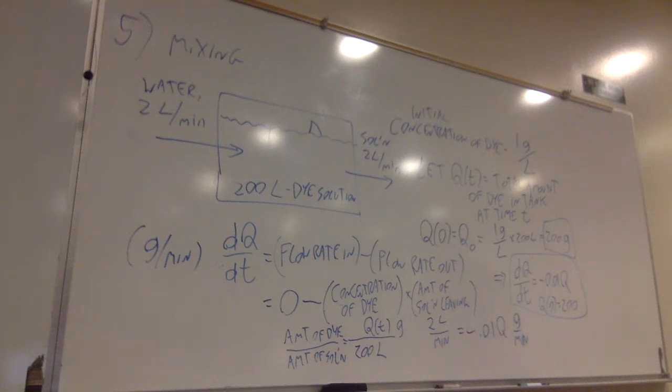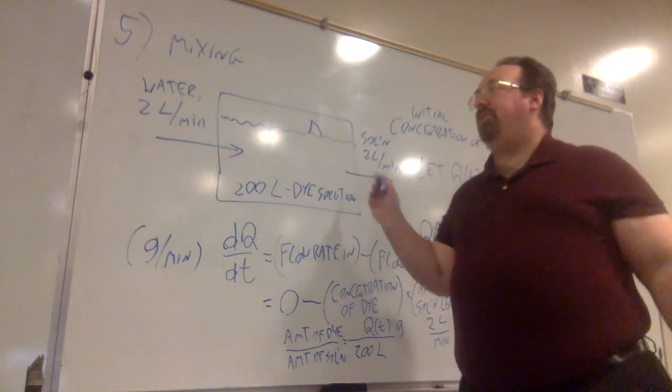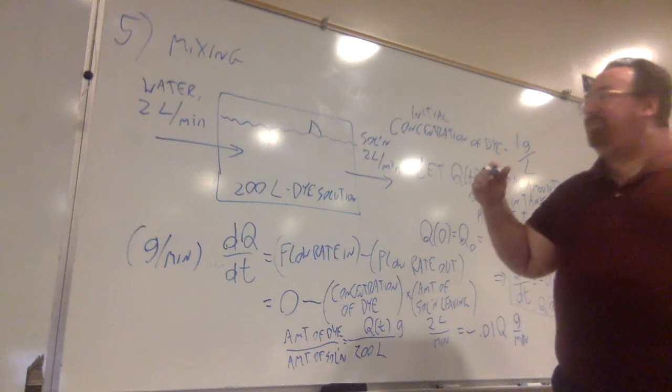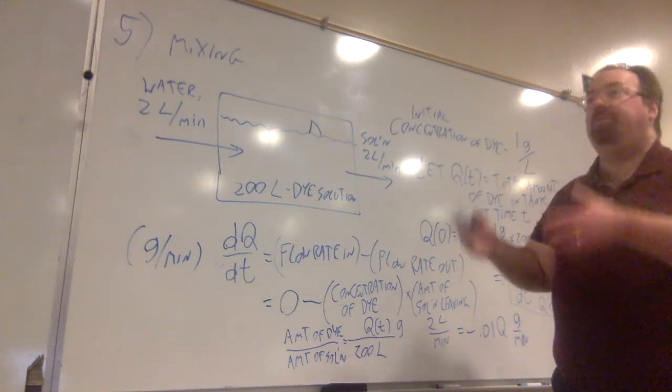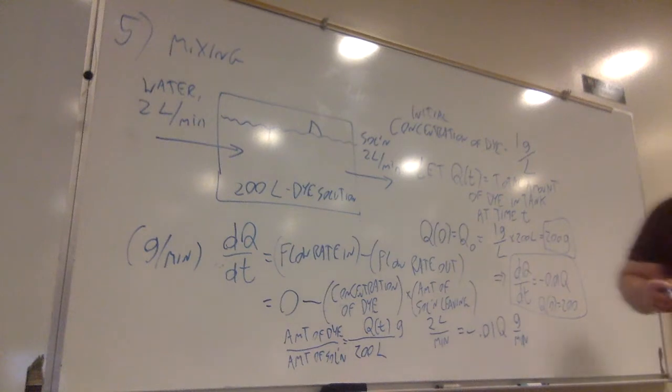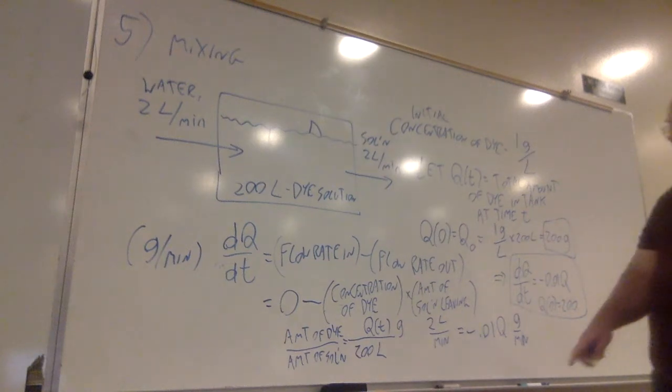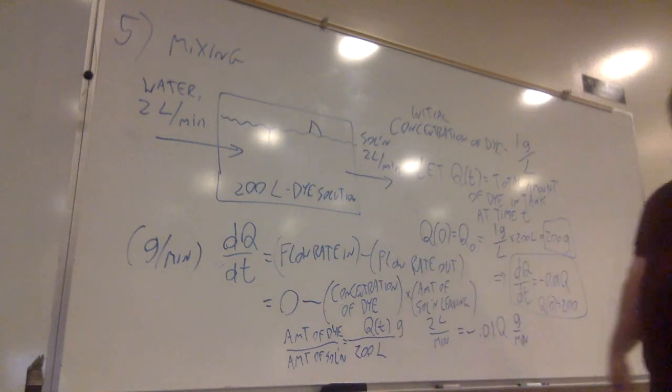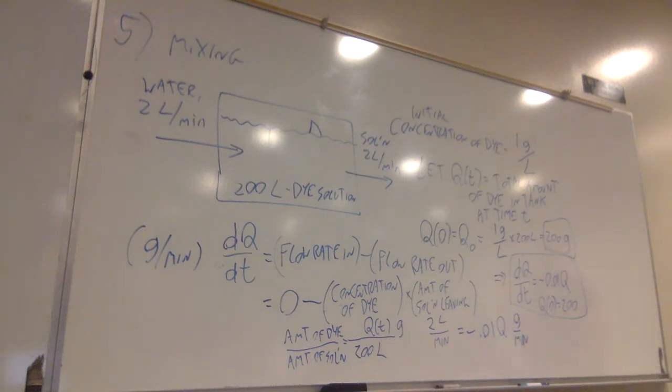Now, some convenient assumptions were made here. Because the flow rate in was the same as the flow rate out, the total amount of solution in the tank was kept constant, and that was taken into account down here. But suppose that was not true. Suppose the inflow and outflow rates were different. You want 200 liters in the tank at all times, so that's why I keep them the same.